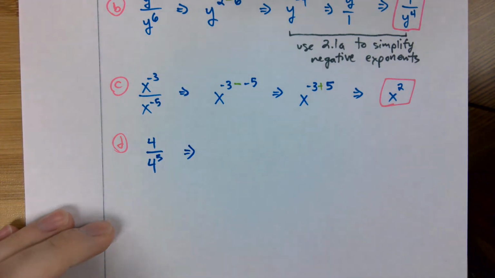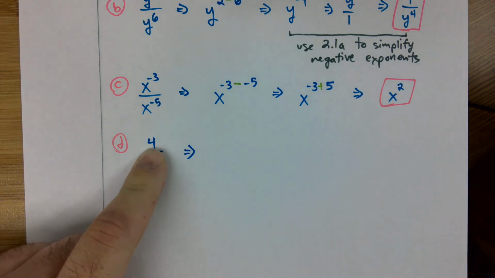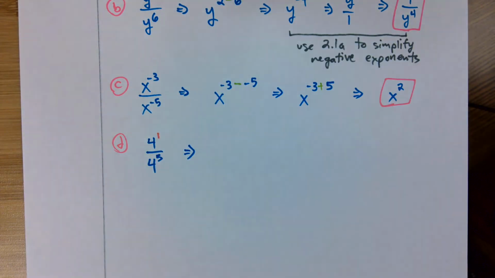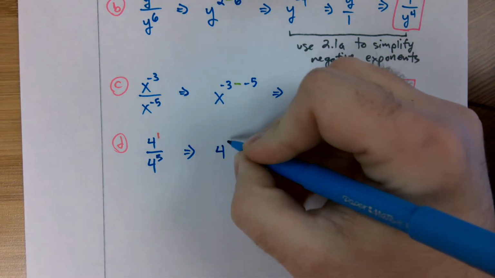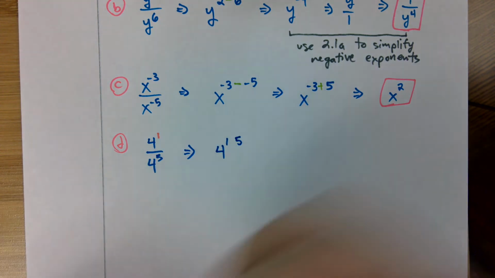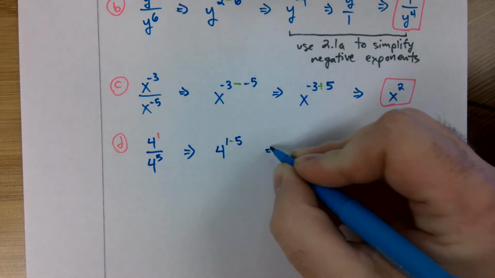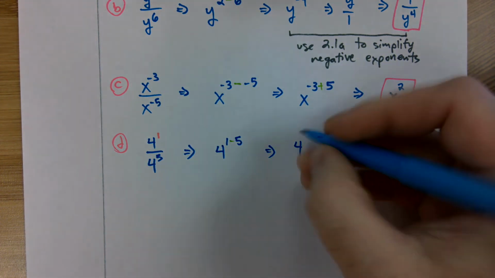We got 4 over 4 to the 5th. Again, what's that secret exponent on the 4 there, Mason? 1, right, thank you. We got that invisible 1 that we can't forget about. So if we do the quotient rule, we're going to have 1 minus 5. Right, not 0 minus 5. 1 minus 5. Let's focus. And then what's 1 minus 5 going to give us? Negative 4. Come on, guys.